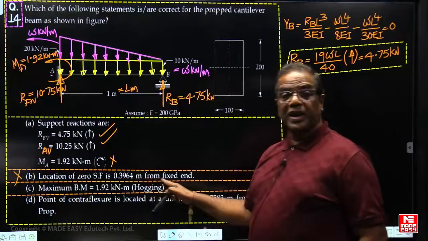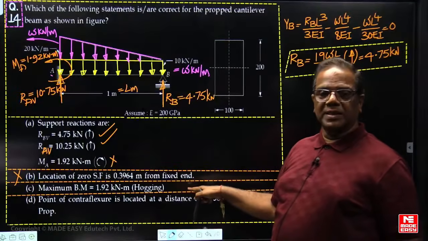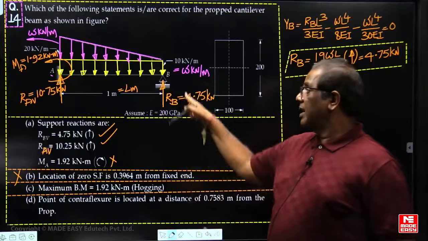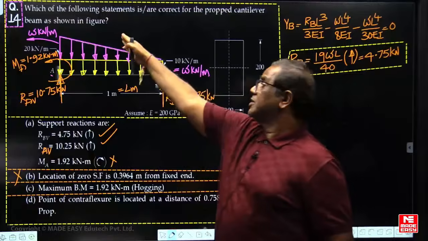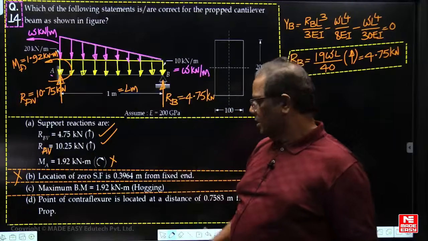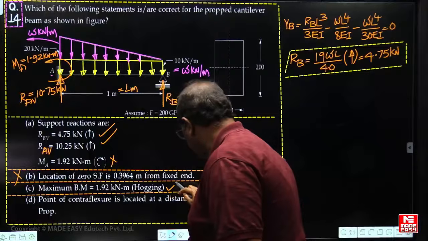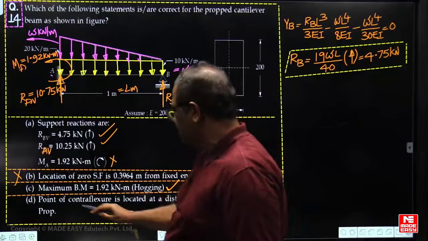This will be obtained from the prop. But what was given in the question? It was given from the fixed end. So this statement is wrong. This statement is correct when measured from the prop, or from B, because we are measuring x from the B. So next, maximum bending moment. This is correct now. The maximum bending moment statement is correct now.